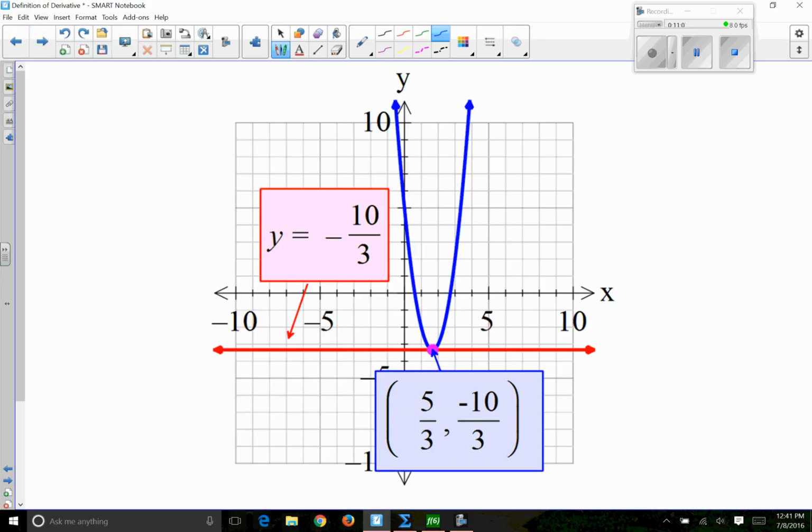On this parabola, at this point that we just found, that's the point on the function where the tangent line, which is this red line, is horizontal. Because that's where the derivative is equal to 0. The tangent line is horizontal when its slope is 0.